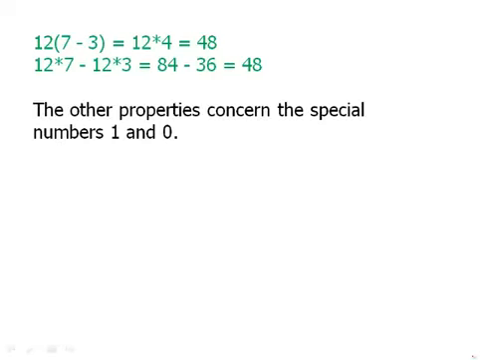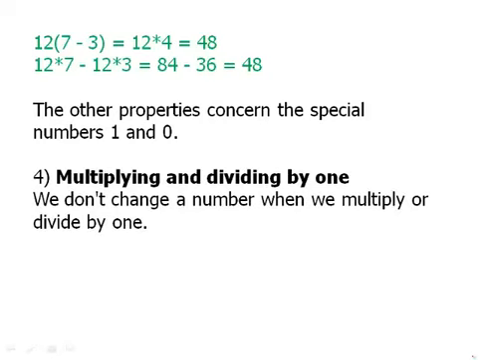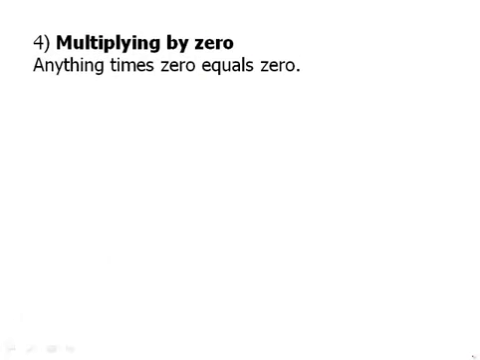There are other properties that concern the special numbers 1 and 0. The first one is multiplying and dividing by 1. Very simple. We don't change a number when we multiply or divide by 1. So we can represent that symbolically this way. A times 1 equals A divided by 1 equals A. Absolutely no change if we multiply or divide by 1. Multiplying by 0, anything times 0 equals 0. Again, very simple. So A times 0 equals 0 times A equals 0. So we're perfectly allowed to multiply by 0, and we always get 0. We're not allowed to divide by 0. That's a very important point.